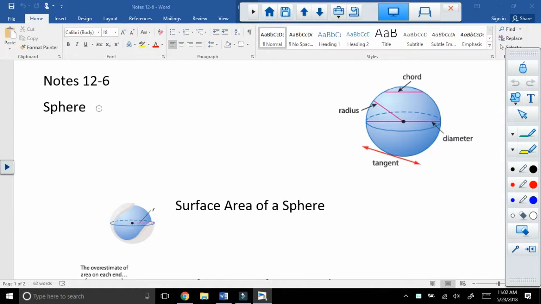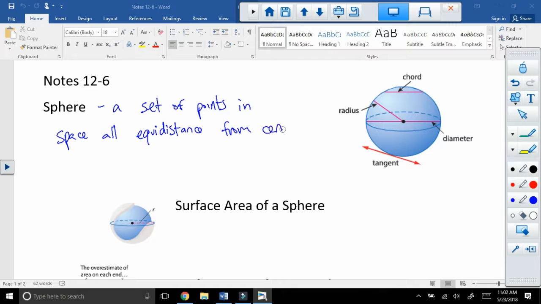Okay, a sphere is a set of points in space that are all equidistant from the center. So a circle had a very similar definition when we did it, but a circle is just a two-dimensional circle.